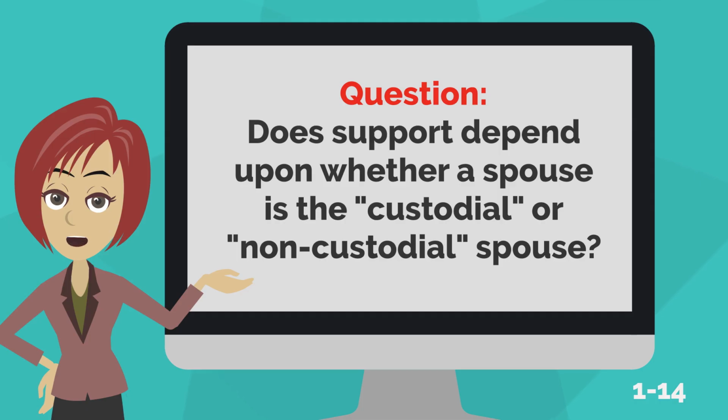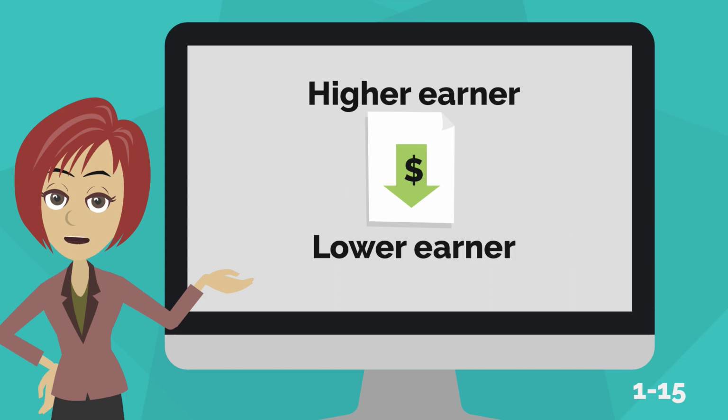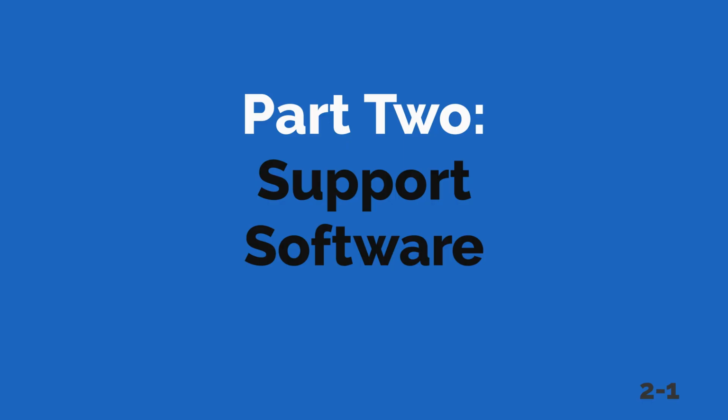I want to make one last point before moving on to the next topic of this program. The support formula does not make any reference to the custodial or non-custodial parent. The formula is only concerned with the high earner and the low earner. After the amount of child support has been determined, if the software program shows a negative amount of child support, that means that the lower earner pays the higher earner.